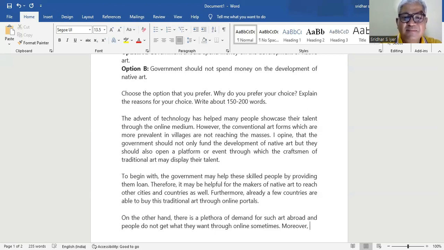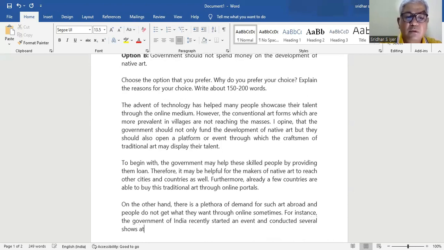Moreover, the government may help. For instance, the government of India recently started an event and conducted several shows at Bharat Mandapam.